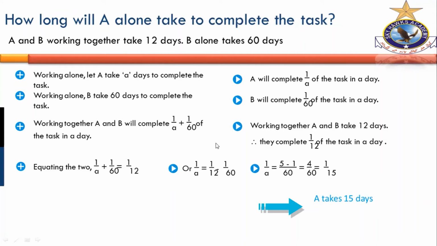A takes 15 days. So these are the few steps which are leading to the right answer. In the beginning, we were just looking at 12, 60, and 20. That guess was all about the numbers given in the problem. We can think that if B takes 60 days, and they are working together, they will finish in 12 days. If B is resting and A is working alone, then he will take 20 days.